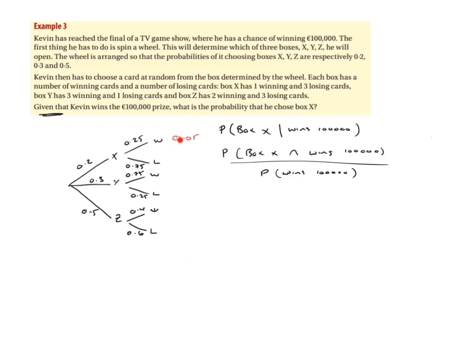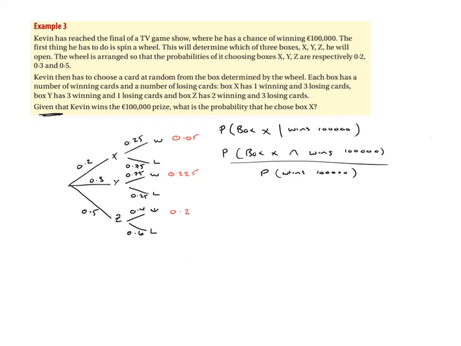So let's have a look at those now. We've already worked that first one out. The second one, which is this one here, is 0.3 times 0.75. If we work that out, what we have is 0.225, I think. And then the last one, which is going from here, and then winning, is 0.5 times 0.4, which is equal to 0.2. Okay, so this is 0.2. So in order to work out these probabilities, we know that this here is just the intersection, it's box X intersected with the fact he's won, and then we're going to divide by this, this and this all added together.